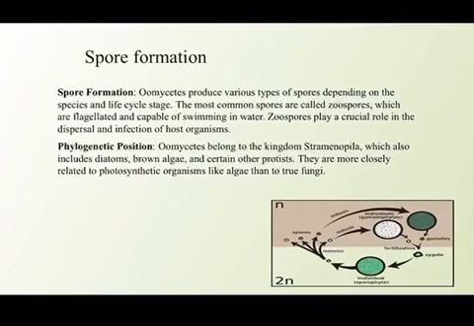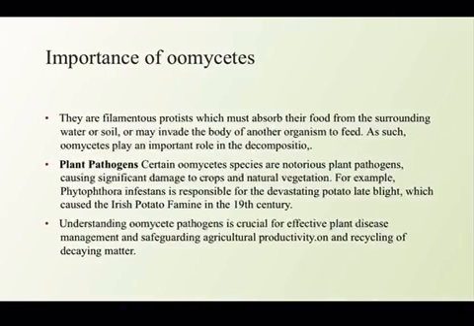Spore formation. Oomycetes produce various spores depending on the species and the life cycle stage. The most common spores are zoospores, which are flagellated and capable of swimming in the water. Zoospores play a crucial role in the dispersal and infection of the host organisms. Phylogenetic position. Oomycetes belong to the kingdom Stramenopila, which also includes the diatoms, brown algae, and certain other protists, which are most closely related to the photosynthetic algae, not true fungi.